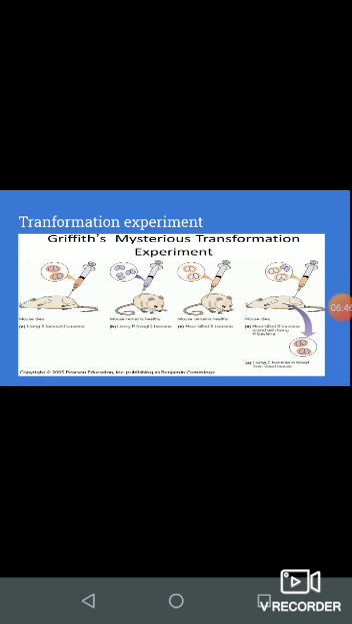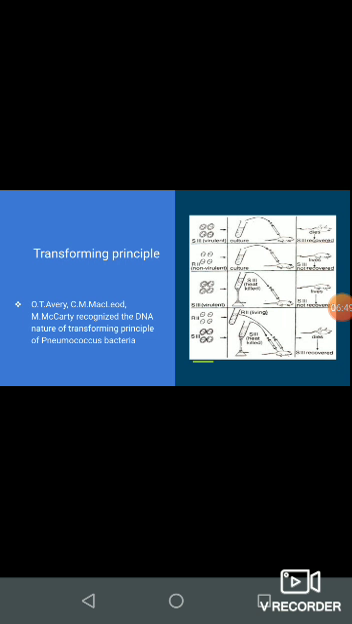There is another experiment, conducted by Avery, MacLeod and McCarty. That is the continuation of the transformation experiment, called the transforming principle. In this experiment, instead of the direct bacterial cells, they isolated the DNA from the bacterial cells, from both the smooth strain and the rough strain.